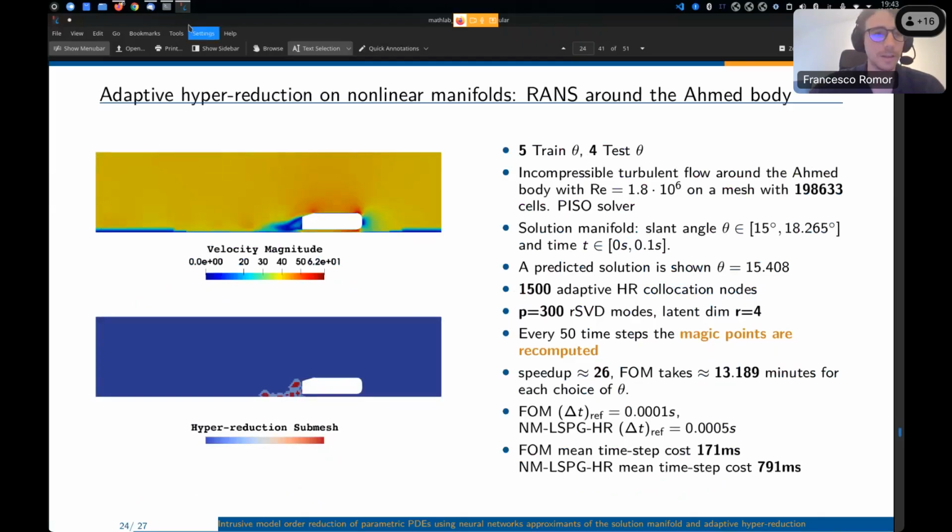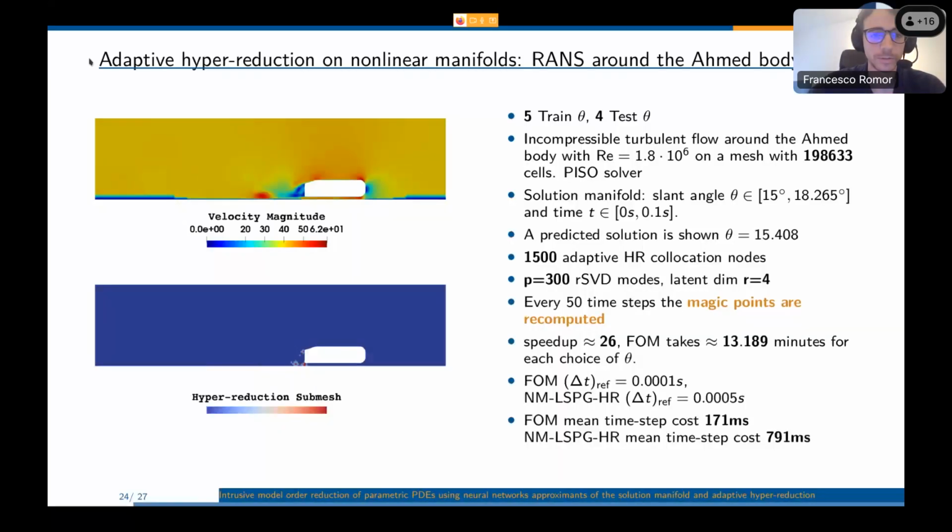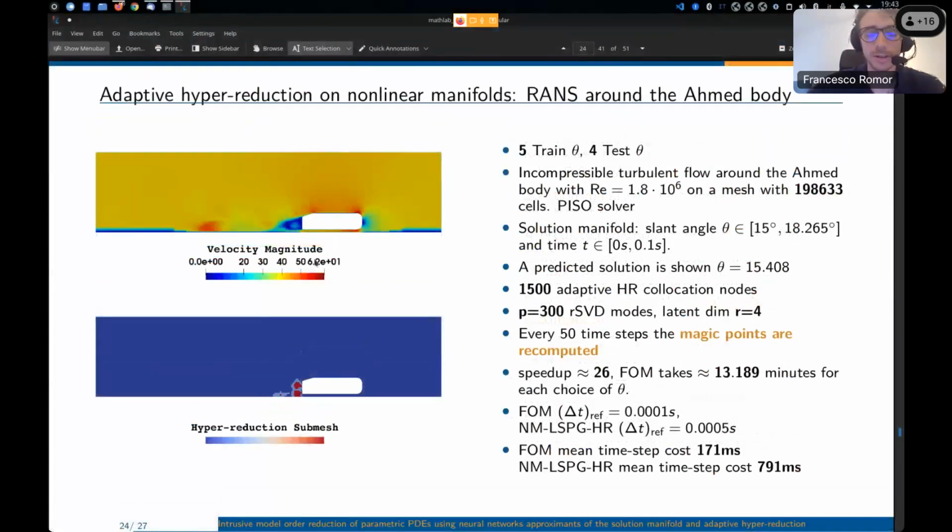So maybe I can share again the presentation. Okay, so this is again the evolution of the submesh. And in this case, we consider only 5 train parameters and 4 test parameters. And I'll show you this is the predicted solution for slant angle equal to this value.